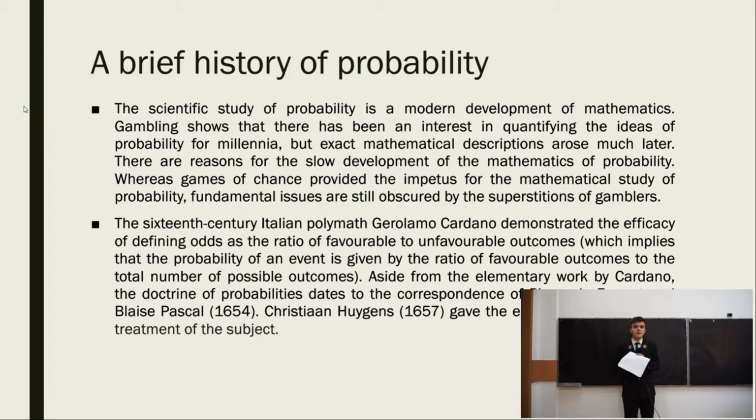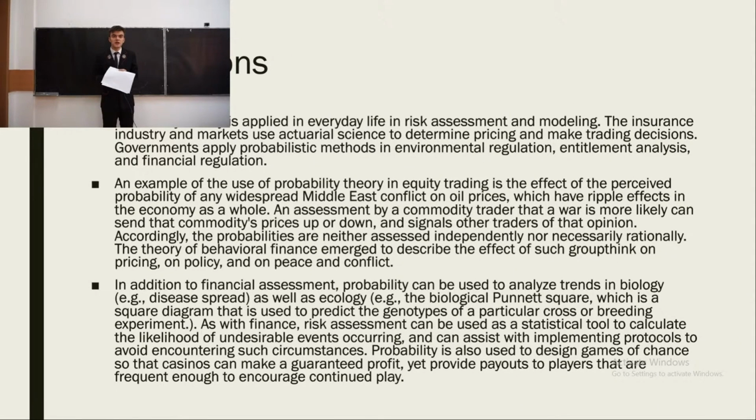That's nice and all, but how do we use probabilities in everyday life? Probability theory is applied in everyday life in investment modeling, insurance and market, actuarial pricing, trading decisions, government's ability in regulation, entitlements, financial regulation. An example of the use of probability theory in trading is the probability of spread mid-conflict prices, which will affect the economy as a whole.